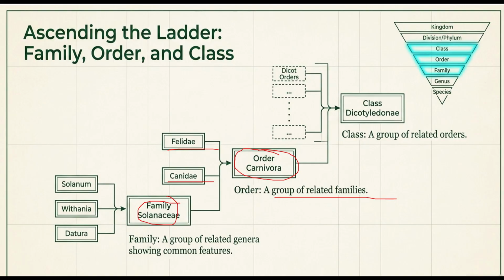And what is class? So class contains one or more related orders. So family is a group of related genera, right? And order carries related families. And in class, it carries related orders. So for example, we can take the class Dicotyledonae, right? It includes many dicot plant orders. So a group of related orders. Clear?